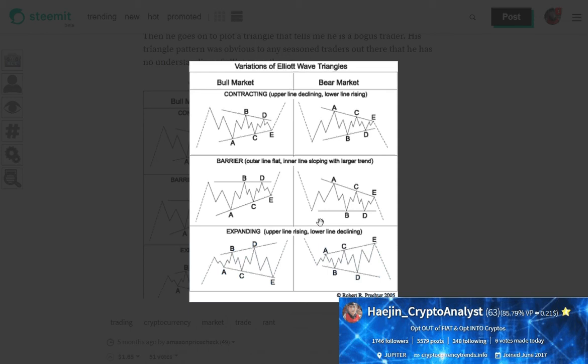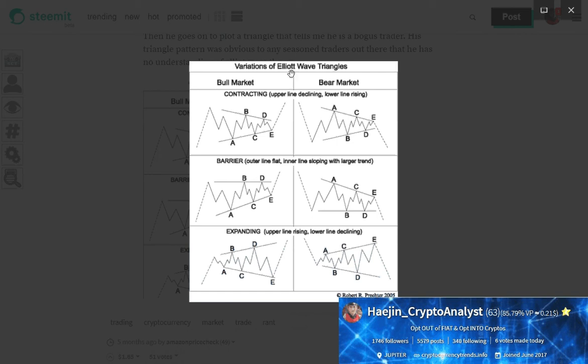Now, the triangle chart can be explained, of course, by the pattern. So I just want to go over these patterns. This is a converging, or rather contracting, pattern. In a bull market, with a contracting pattern, usually the price is coming up. Then the first jab down is A, B, C, D, E, and then the E wave sits on the bottom line of the triangle. And when that happens, price tends to rise.